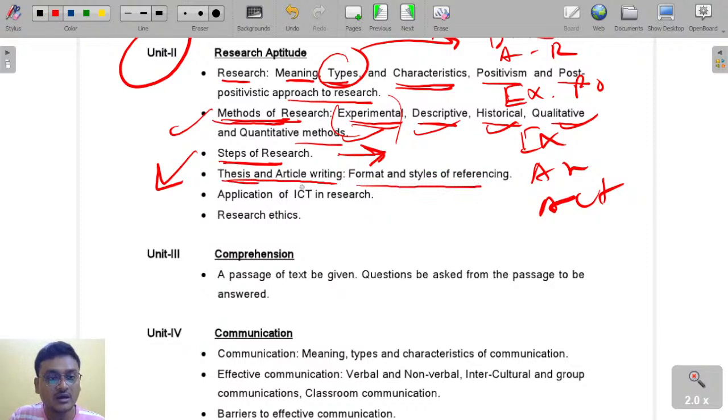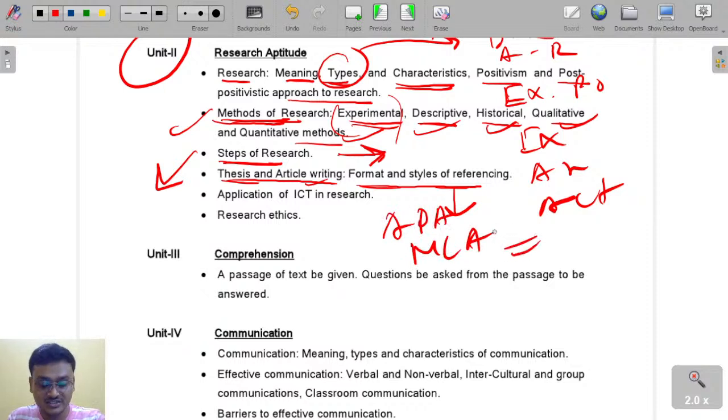So for a thesis, what is the format of writing a thesis? What is the format of an article? Format and styles of referencing, that is APA style, modern APA style, American style, APA, MLA. These are all styles of writing a thesis. Then application of ICT in research. Then research ethics, that is unbiased, falsification. The application of ICT in research is also available here.